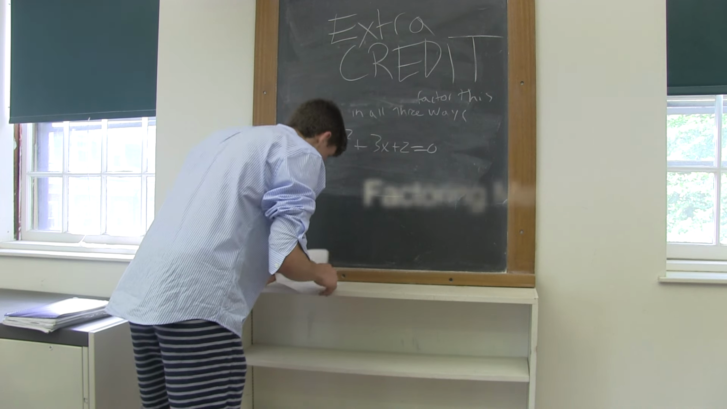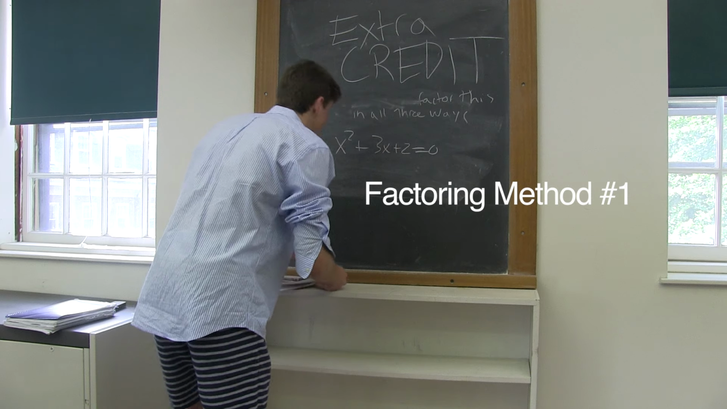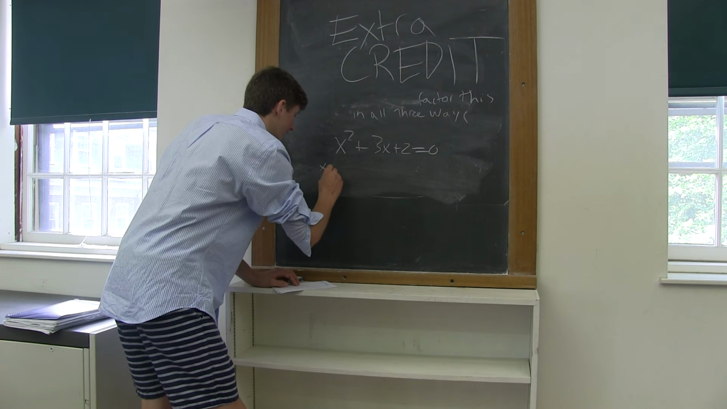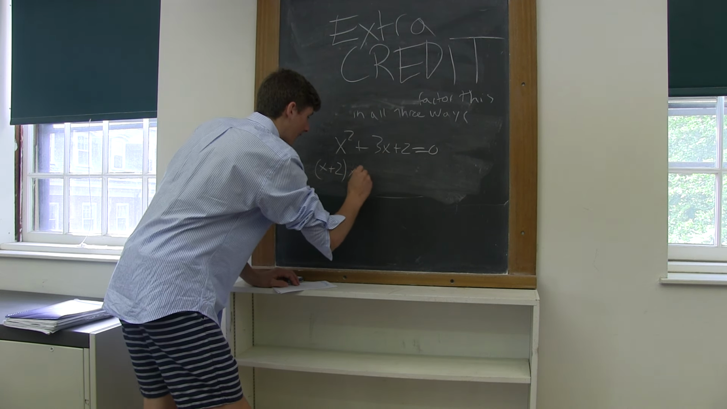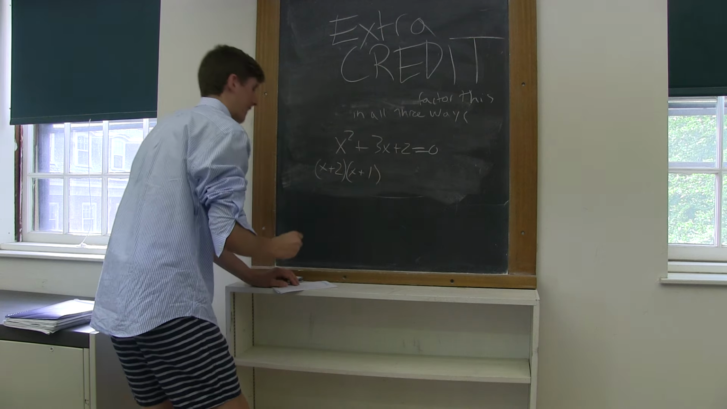Alright, so his problem has appeared on the board. Factor this equation in all 3 ways. And now he is doing the regular factoring method, which is to find the factors of the 3rd term and make them add up to the 2nd term.